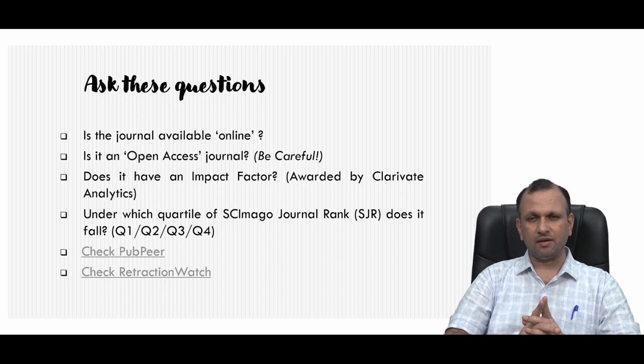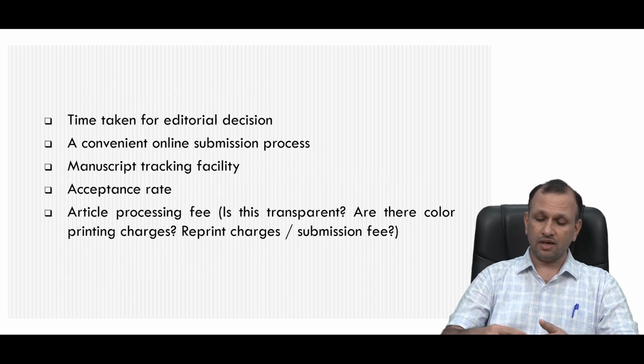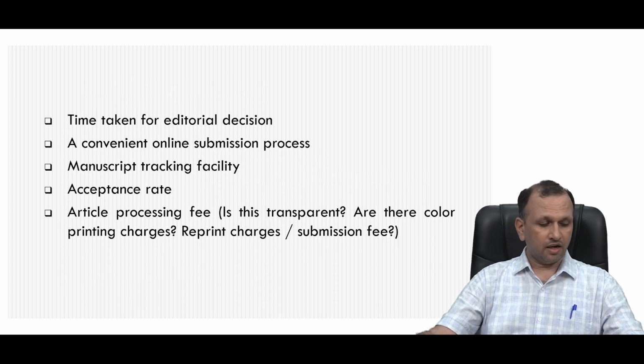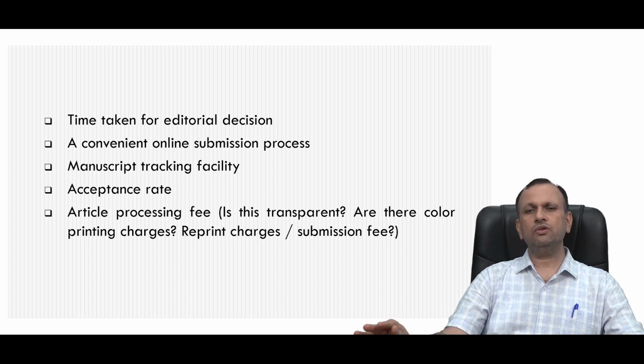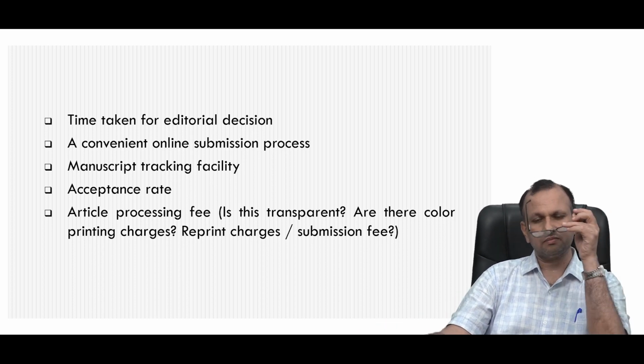Similarly, Retraction Watch is another website or database. It has another database where you get details of retractions, why the paper was retracted, what the issues were. So if a journal has too many retractions, it might simply mean that the process of peer review is not that good. But of course, it may not always be true. But yes, you may get a feeler.